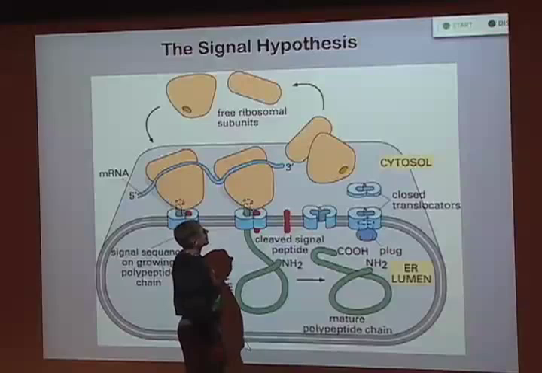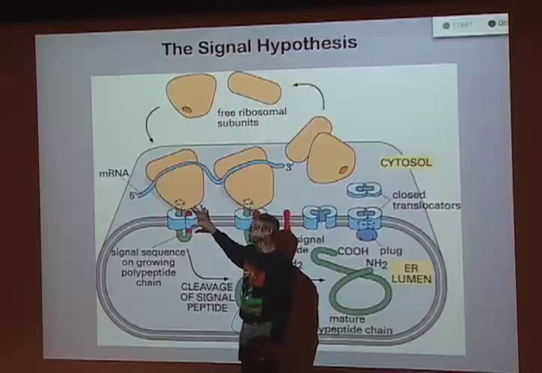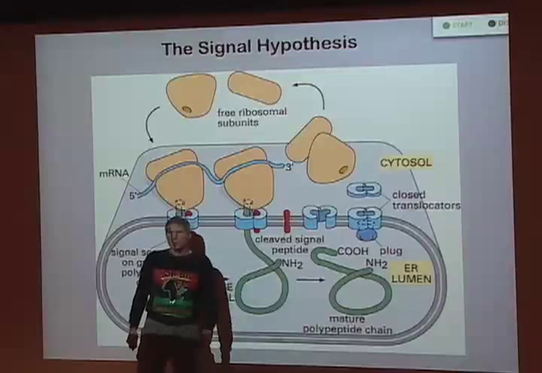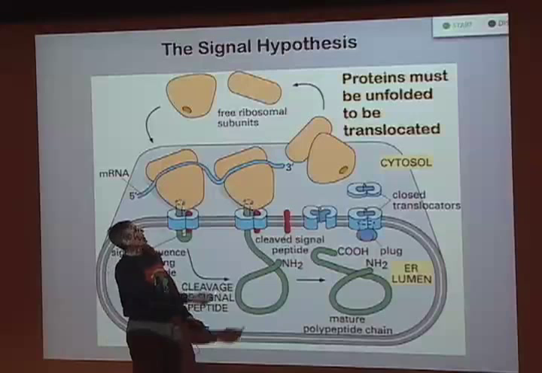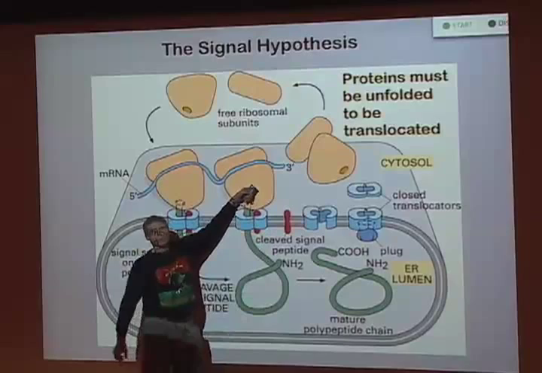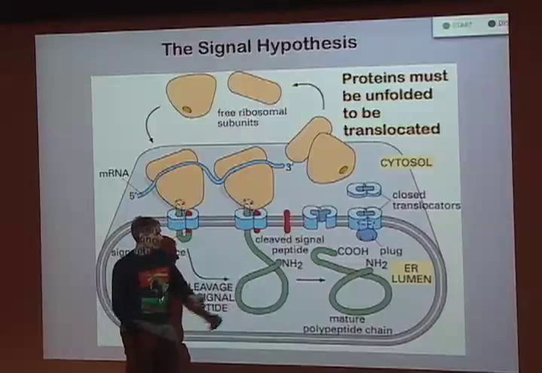The signal recognition particle that binds to the nascent polypeptide chain is actually a ribonucleoprotein. Okay? It's got RNA in it, just like the ribosome. And all of this is governed by molecular switching devices that use GTP hydrolysis. Oh, and did I say proteins must be unfolded to be translocated? They're really not even fully translated yet, right? So it's co-translational import. Post-translational import is possible in certain conditions in yeast. But this is the predominant way of getting proteins into the inside of the endoplasmic reticulum.